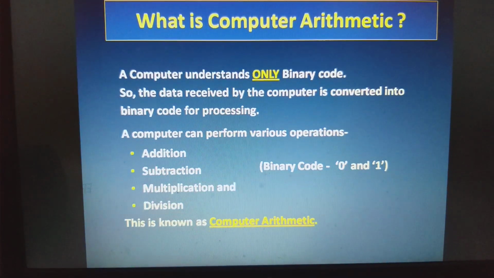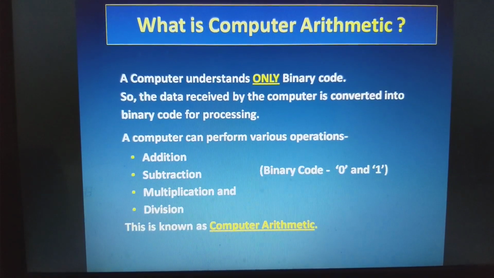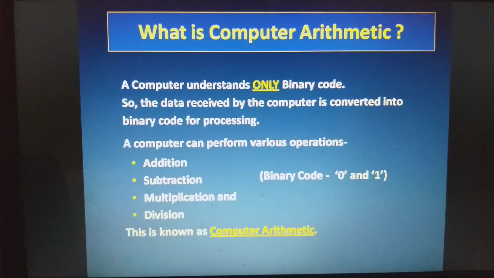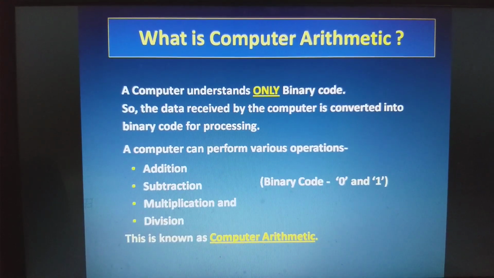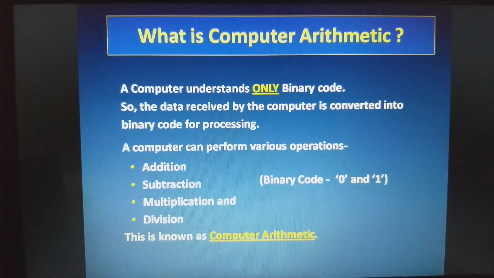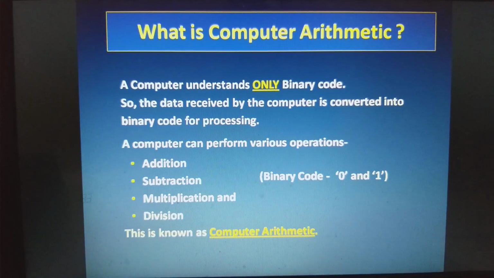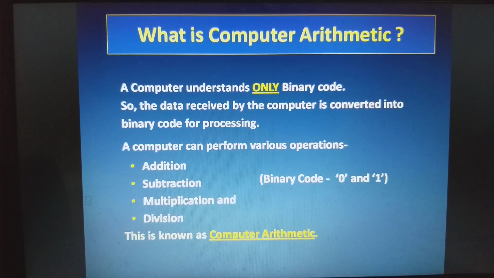Now we will discuss what is computer arithmetic. A computer understands only binary code. So the data received by the computer is converted into binary code for processing. A computer can perform various operations: addition, subtraction, multiplication and division. This is known as computer arithmetic.